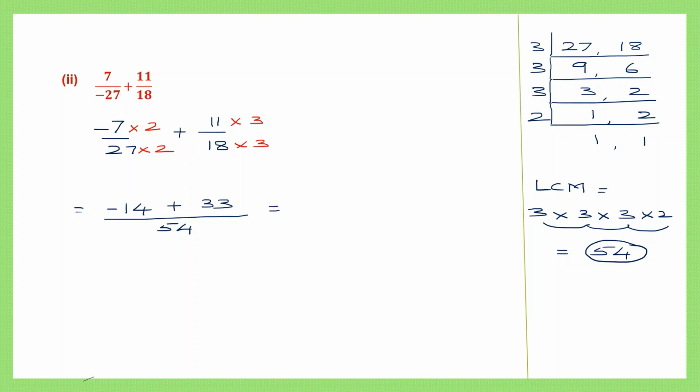So what do we have here? Minus 14 plus 33. That is, signs are different. So we put the sign of the bigger number and subtract. Subtract 33 minus 14. So here, let's borrow. So this becomes 13. 13 minus 4 is 9. 2 minus 1 is 1. So we have 19. So this is 19 by 54. So our final answer to this question is simply 19 by 54.